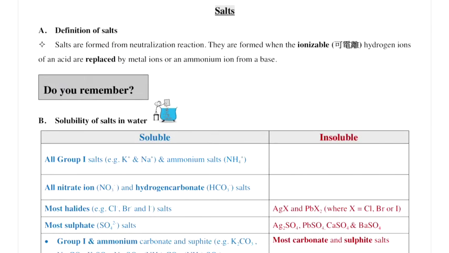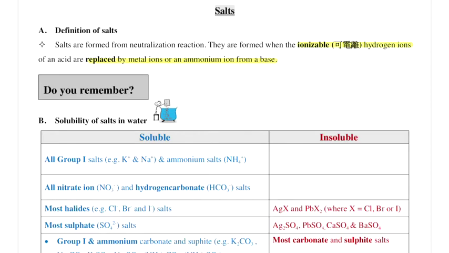Now let's talk about the product from a neutralization reaction. The definition for salt is that salts are formed from neutralization reactions. They are formed when the ionizable hydrogen ions of an acid are replaced by metal ions or an ammonium ion from a base. So remember, only the ionizable hydrogen ions will be replaced by the metal ions or an ammonium ion from a base.